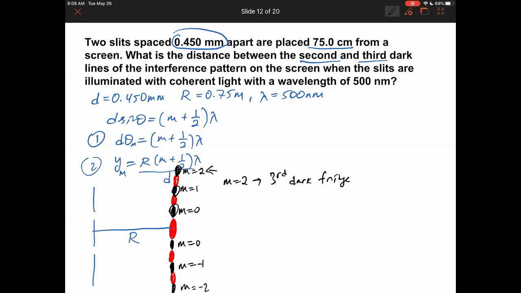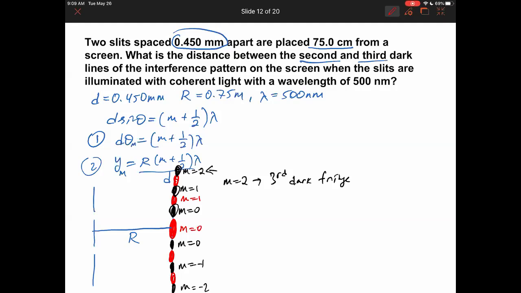For the constructive or bright fringes, you have one m equals 0, and the first one above the central is m equals 1. But for the dark fringes, the first dark fringe above the central bright one is m equals 0. So there are two m equals 0s, one above and one below the central bright fringe. Then the second dark fringe is m equals 1, the third dark fringe is m equals 2, and so on and so forth. Hopefully you will be able to understand.